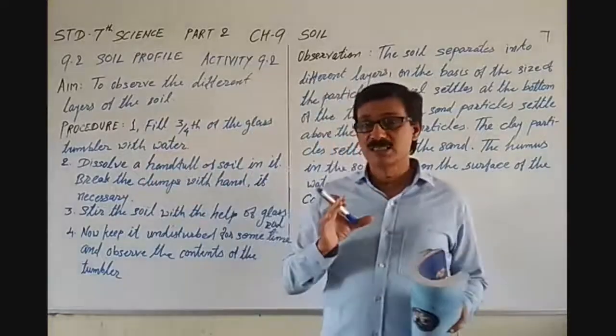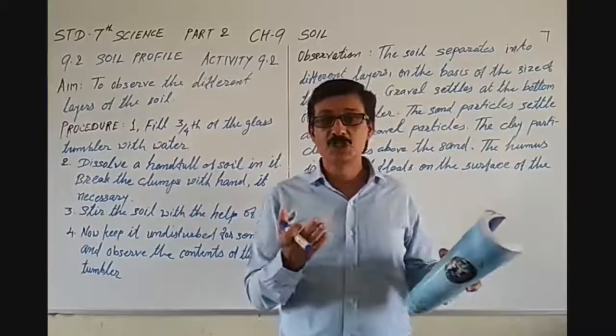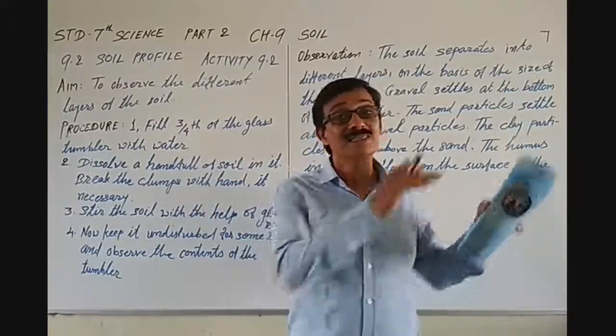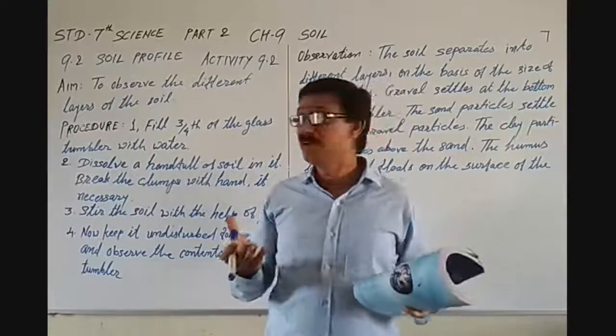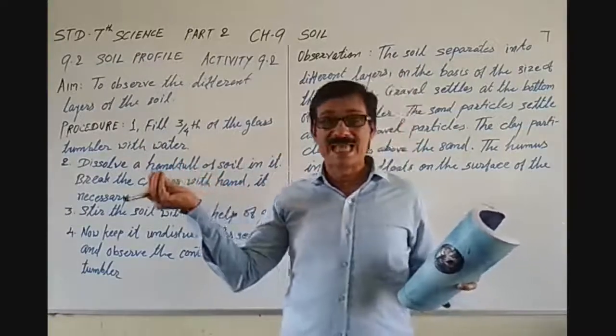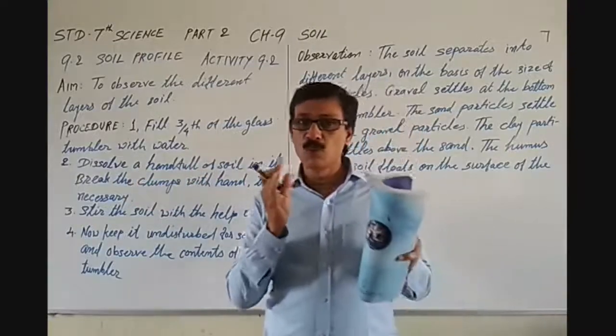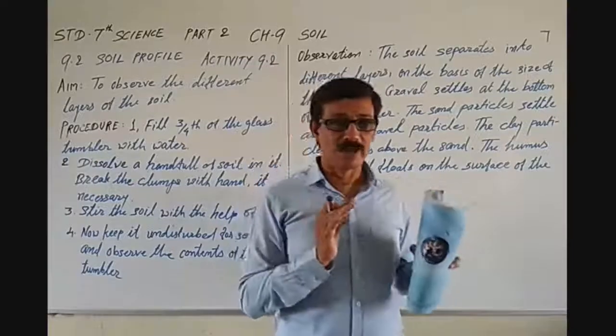Why? Because if the soil is from the river bed, then the constituents, the things available in that soil, must be different from the soil we take from the garden, isn't it? So that is what we concluded in the last part.